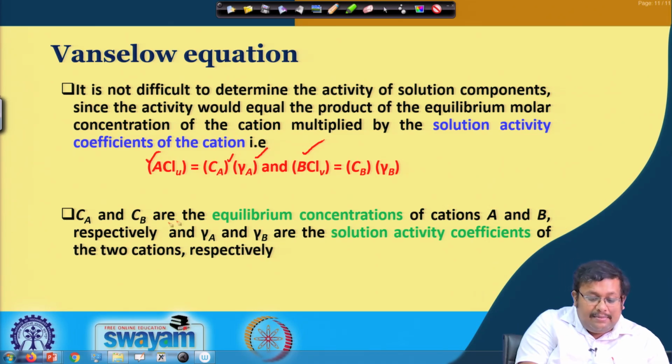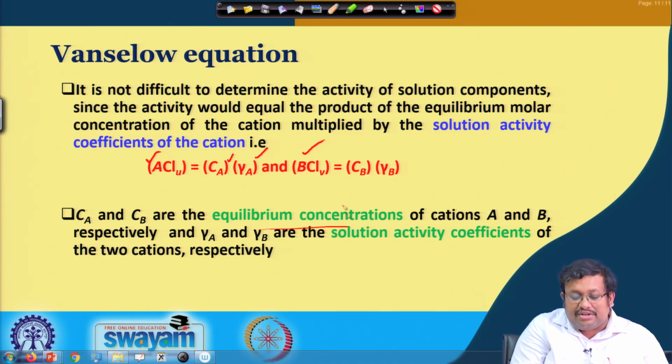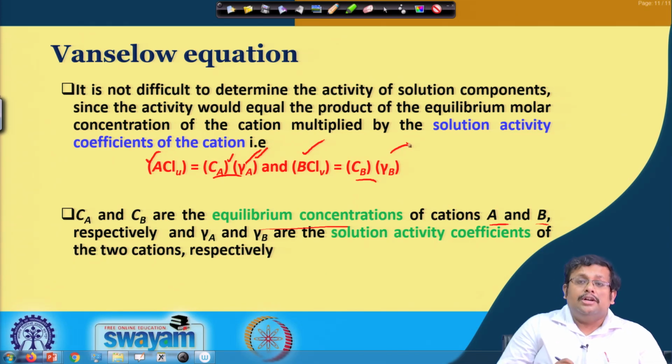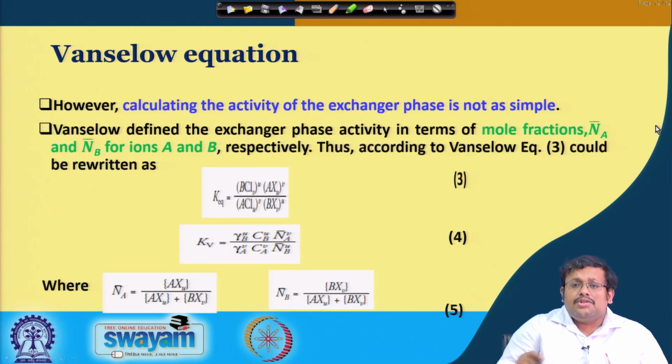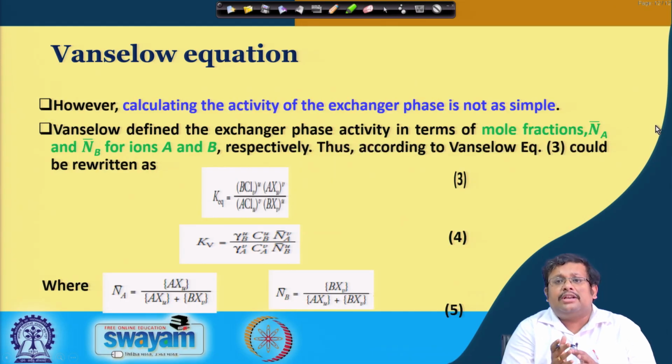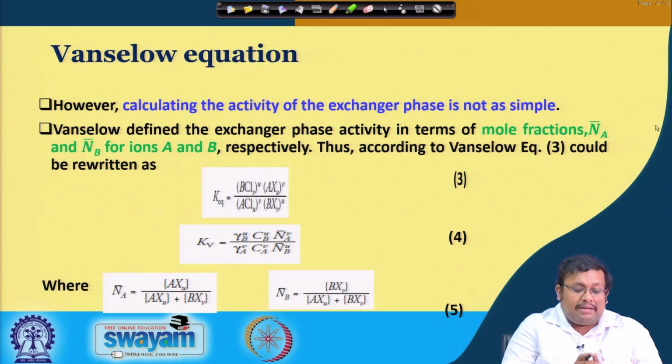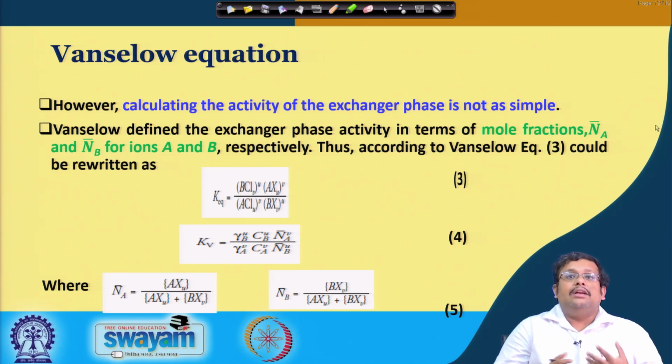So, Ca and Cb are the equilibrium concentrations of A and B respectively, and these two terms are the solution activity coefficients of these two cations. So, solution phase activity coefficient calculation is not problematic. The problem comes when calculating the activity of the exchanger phase. It is not that simple.